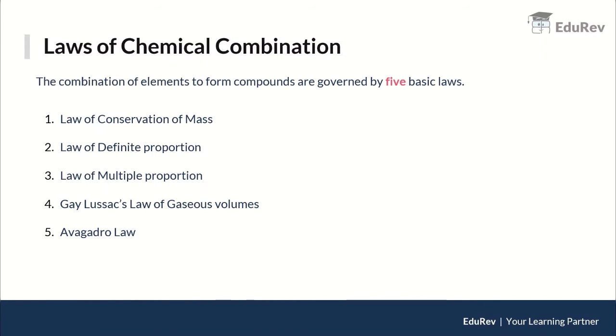The first topic of this lecture video is laws of chemical combination. So basically during a chemical reaction, there are some qualitative as well as quantitative observations. In order to account for these observations, it is summarized by certain statements which are known as laws of chemical combination. So there are basic 5 laws that are studied under this, which are law of conservation of mass, law of definite proportion, law of multiple proportion, Gay-Lussac's law of gaseous volume, and Avogadro law. We will study each of the law one by one.